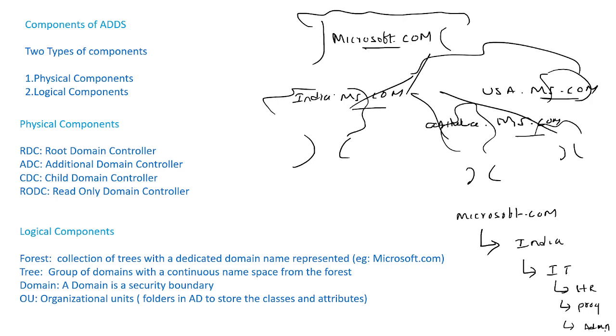OU means organizational unit, or we also call it a folder structure in Active Directory, to store the classes and attributes. Classes means your computer, your user account, all those things. Attributes means the properties of it. So when I call my name a class, Manjunath TG, my properties, meaning my first name, last name, mobile number, and address, those are the attributes. So classes and attributes. So this is what the logical components are.